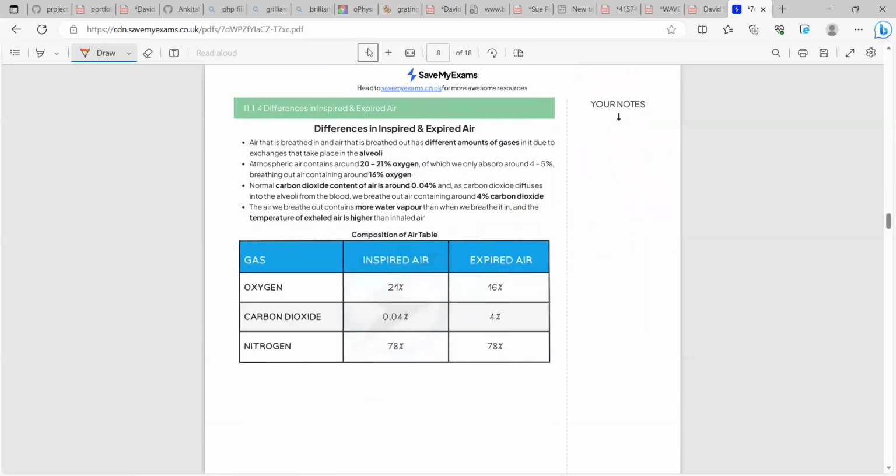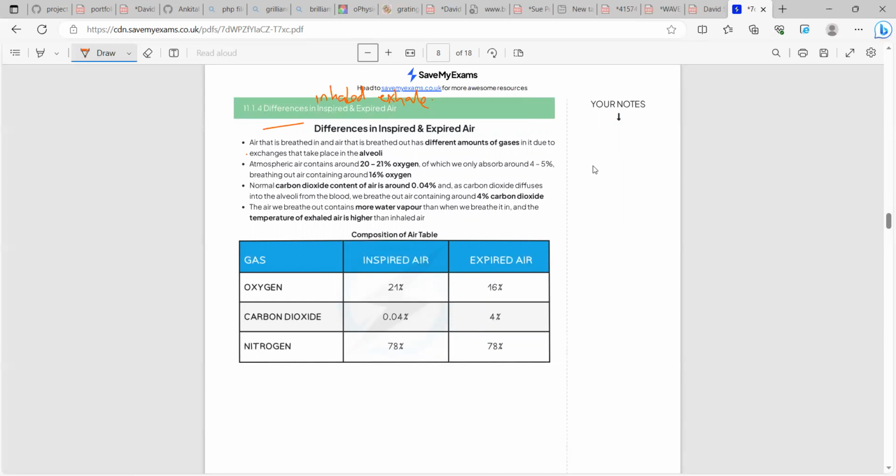Now, let's look at this table, which shows the differences between inspired and expired air. Inspired is like air taken in. You can put inhaled here. Expired is like exhaled, isn't it? All right. Yes, sir. Oh, perfect. So the composition of air table.